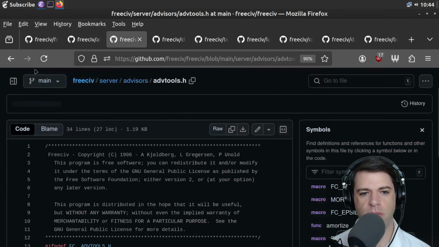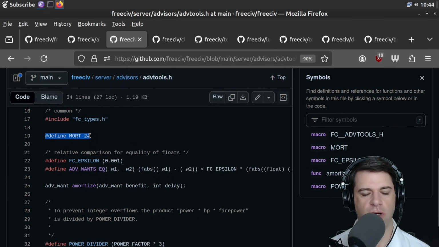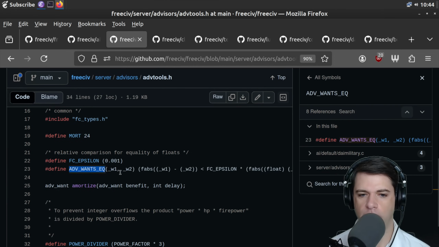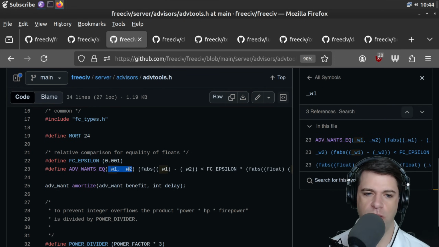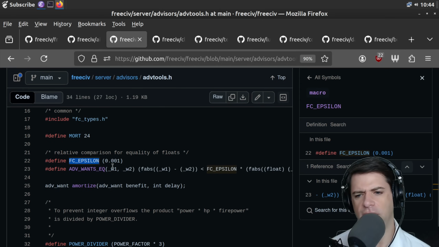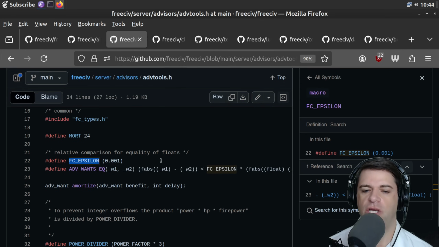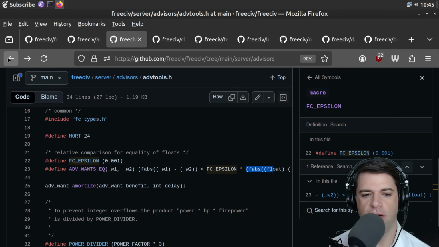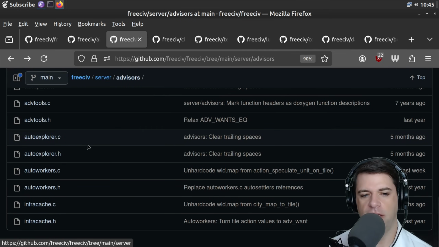Although we do see some game logic, it seems like. So mort is 24. Is that mortality? I'm not sure. Add wants equal, or EQ. I'm guessing it's probably equal, but it's going to take two W's. This is a relative comparison for float. We have some epsilon. I don't know what FC is, but we're just checking whether two floats are close to epsilon in absolute value, and then doing some other kind of scaling stuff over on the side here. All right, so I think that this is not where we want to be.